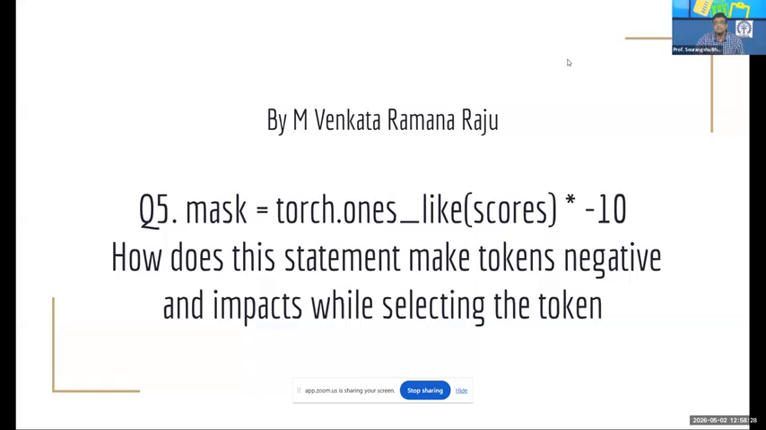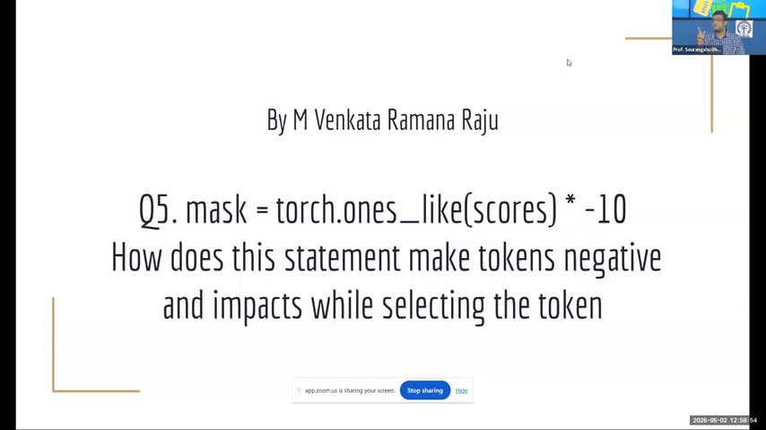How does this statement make tokens negative and impact the selection of tokens? See, as I told, this score is the logit score. When you compute the probability, you do softmax of that, which is e to the power of the score by temperature, divided by the summation of e to the power of that.